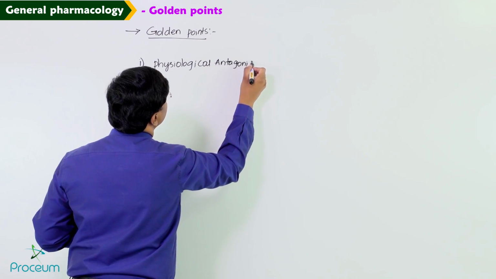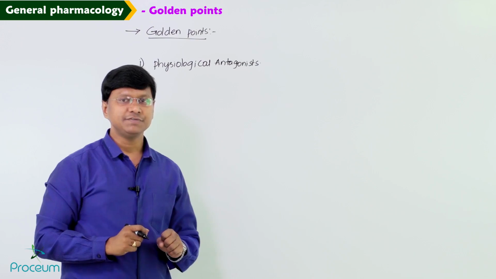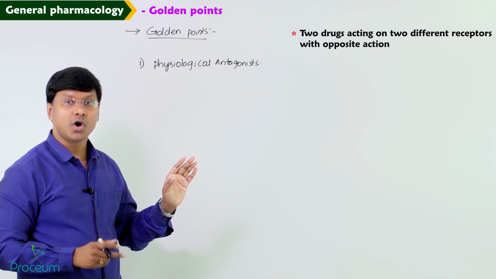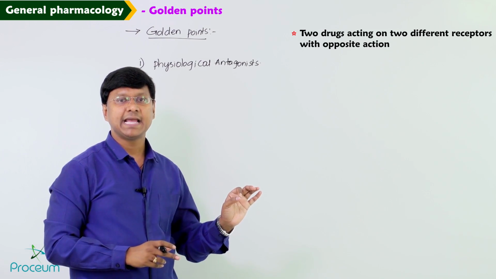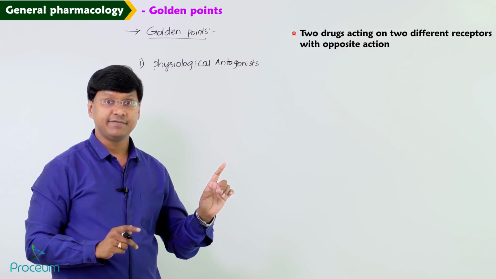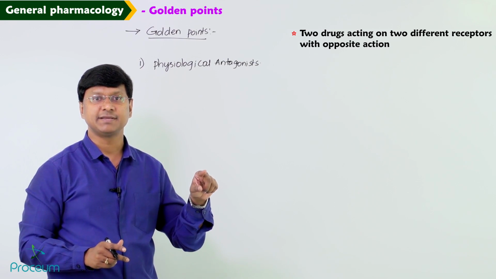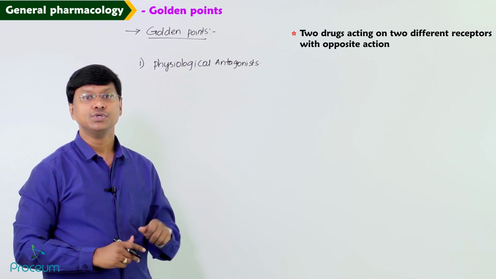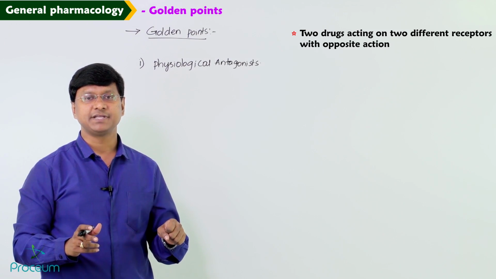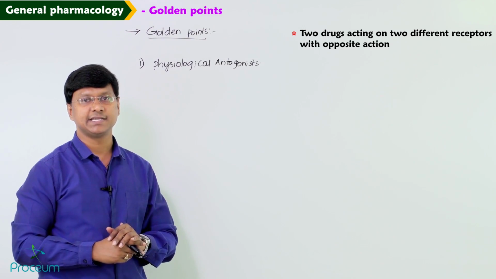Right, physiological antagonist. Two drugs having opposite response via action on different receptors. They are having opposite response, but they are two drugs and they are not acting on the same receptor, they are acting on different receptors. So remember, two drugs acting on different receptors with opposite action are called the physiological antagonist.